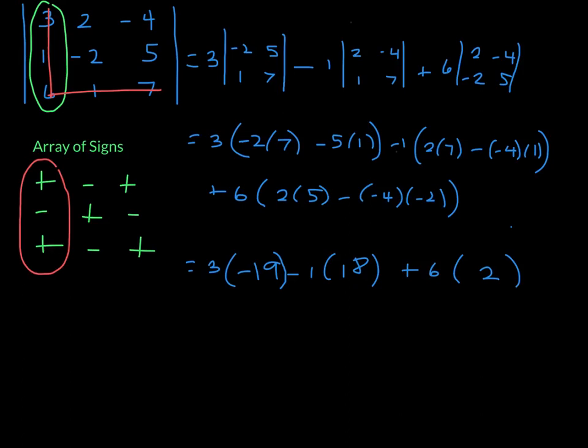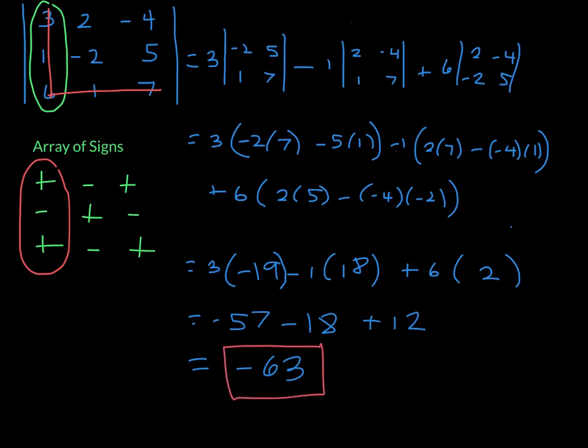All right? So now we have 3 times negative 19, which is negative 57. We'll get that up on the board. Negative 57. And then we have minus 18 plus 12. All of this, I believe, is negative 63. So this is our determinant. And we expanded by the first column, right? We would have gotten the same determinant regardless of which column or row we expanded by. Okay, cool. Let's look at another example that we can walk through together.